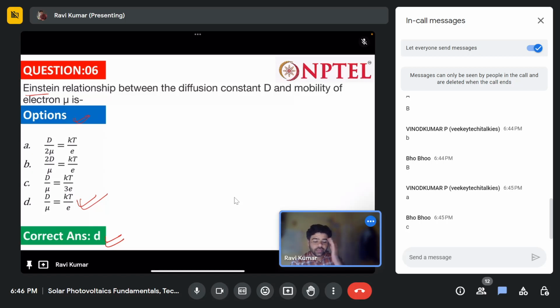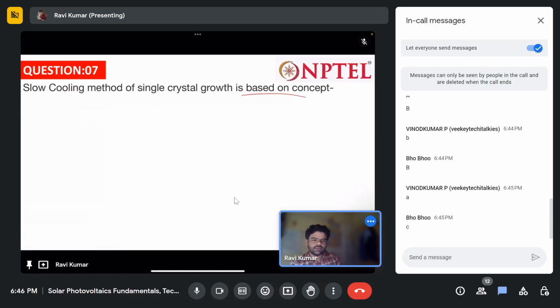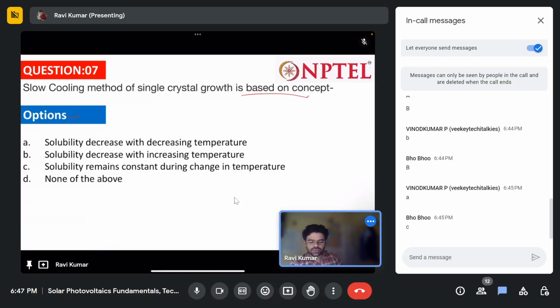Then we have slow cooling method of single crystal growth is based on the concept. And these are the options. Means what is the basic concept behind this slow cooling method? A. It's B. Does the solubility decrease with increased temperature or solubility increase with increased temperature?